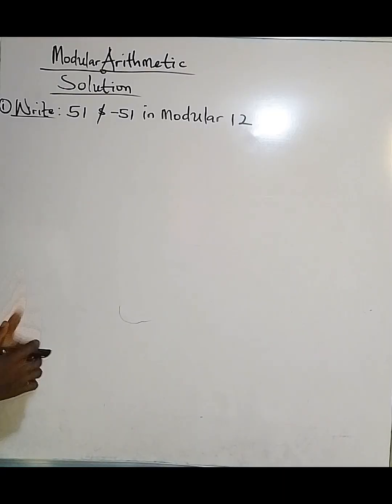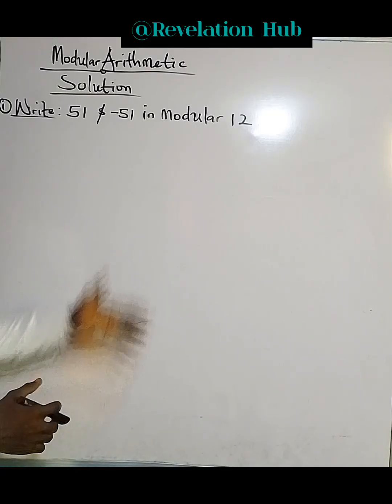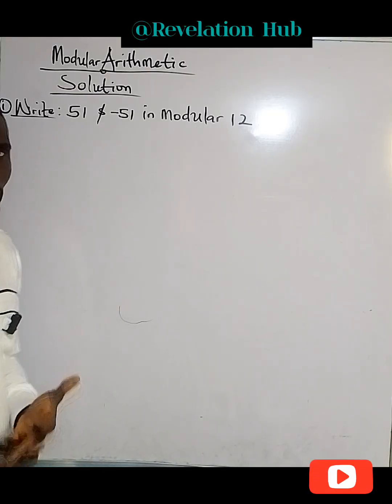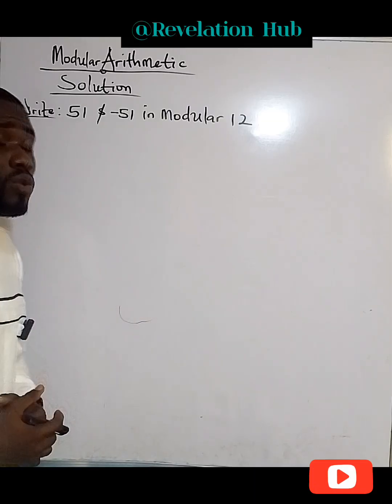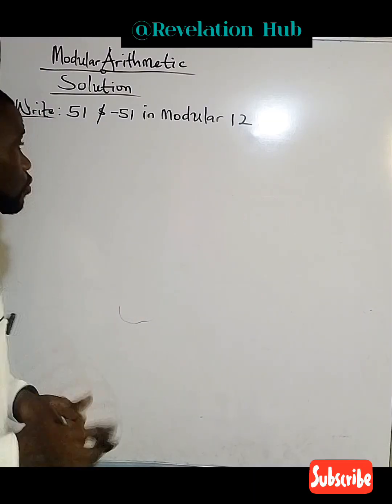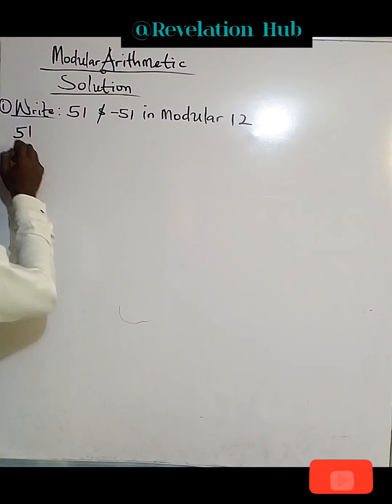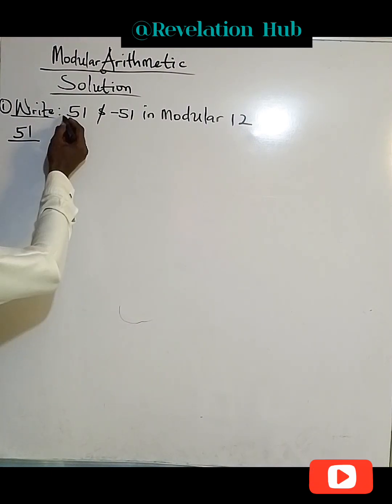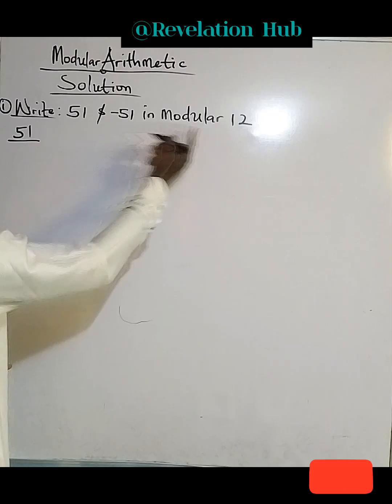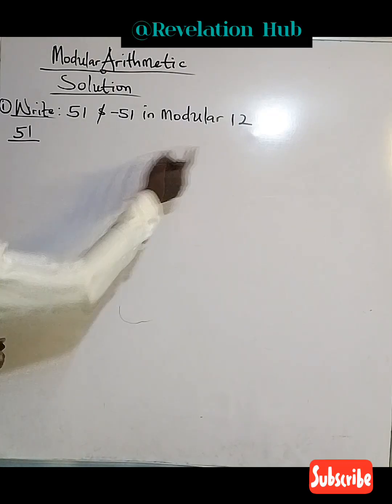We're asked to write 51 and minus 51 in modular 12. Now, how do we solve this? How do we write 51 and minus 51 in modular 12? This is what we're going to do. Don't forget, we said already that modular deals with division of numbers. So this plus 51 and this minus 51 are to be written in modular 12. So we're going to use 12 to divide this.